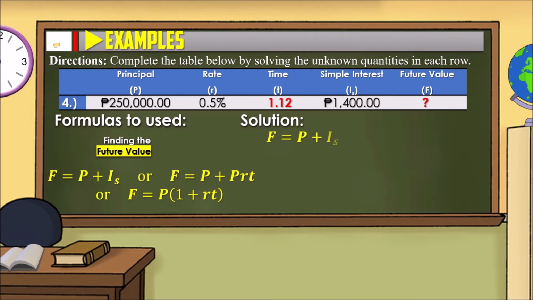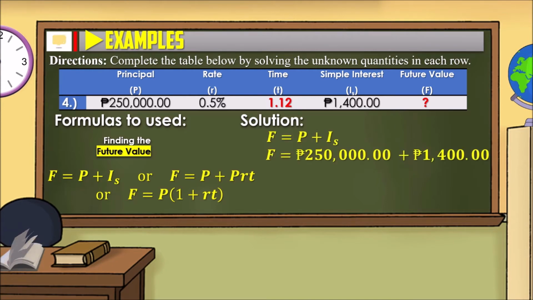Use the formula in finding the future value. Substitute the given to the formula. Now, perform the operation. Our final answer for the future value is 251,400 pesos.